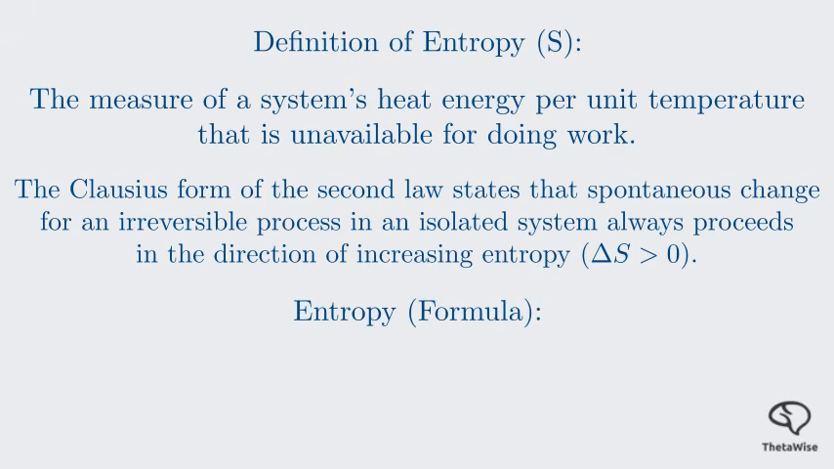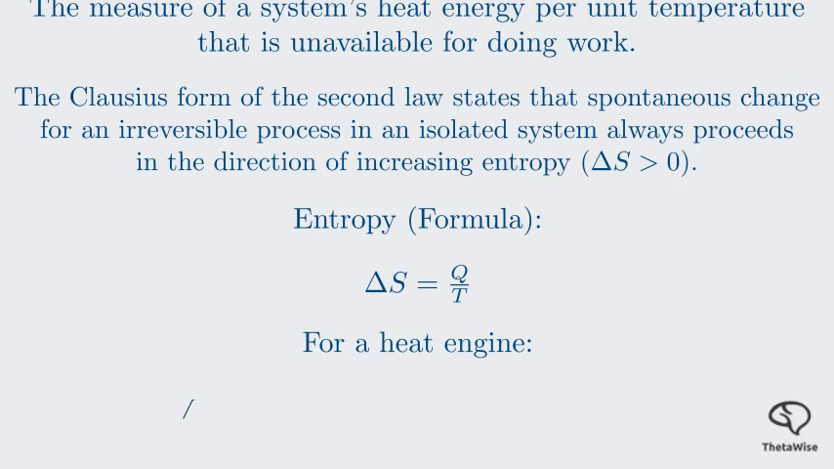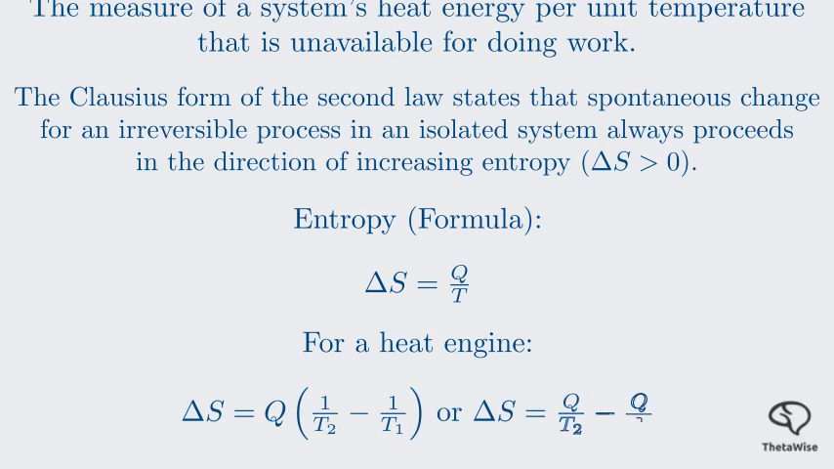For a simple transfer of heat at a constant temperature, the change in entropy, delta S, is calculated as the heat transferred, Q, divided by the temperature, T. For a heat engine operating between two temperatures, T1 and T2, the change in entropy of the engine and its surroundings is given by this second equation, which takes into account the heat absorbed from the hot reservoir and rejected to the cold reservoir. For any real process, this total change in entropy must be positive.